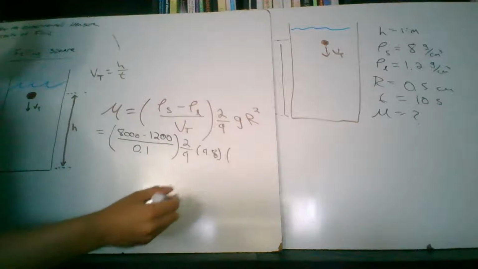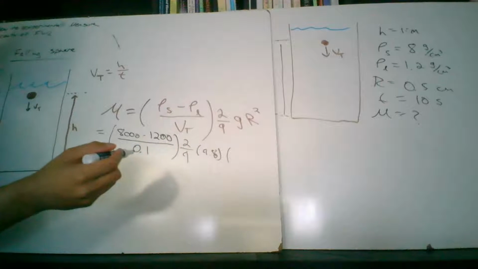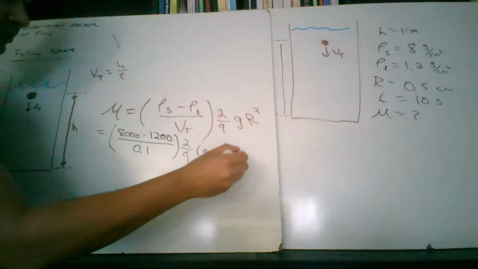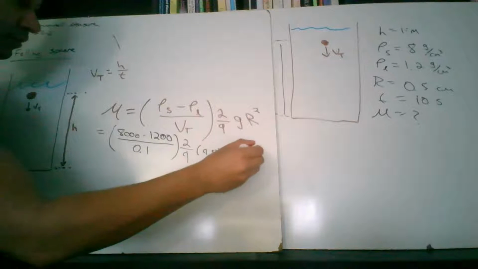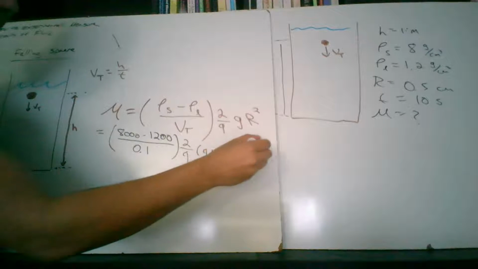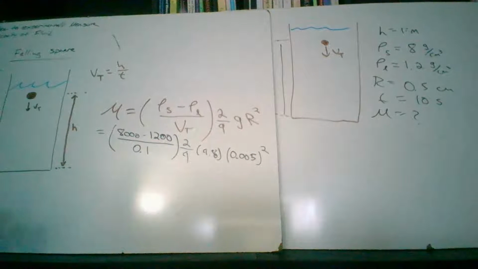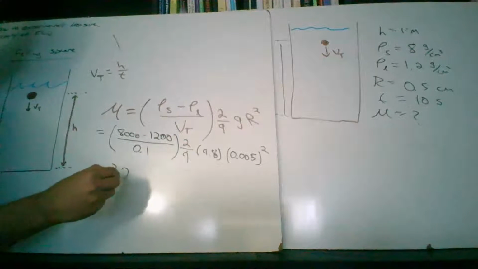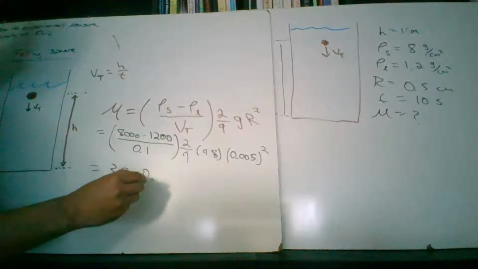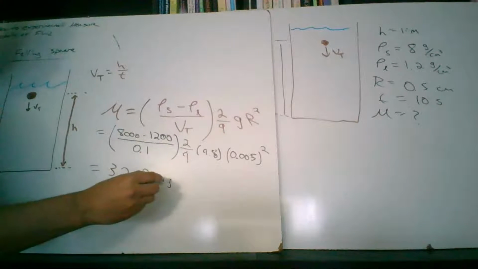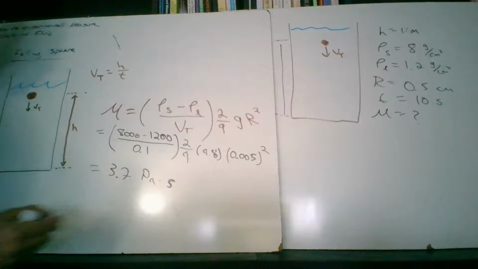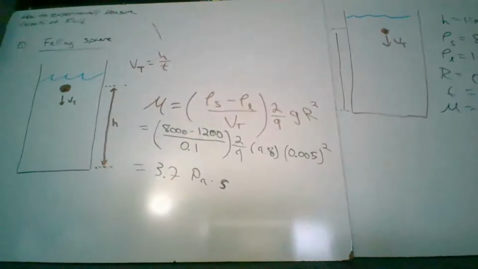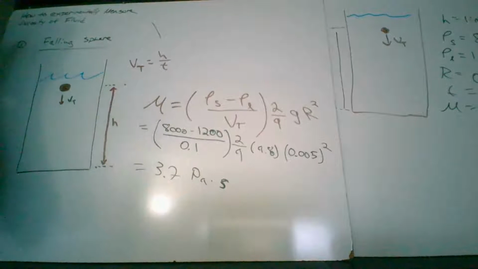multiplied by the radius of the sphere, 0.005, squared. If you plug those values into your calculator, you will get 3.9 or 3.7 Pascal seconds. So 3.7 Pascal seconds is the coefficient of viscosity here.